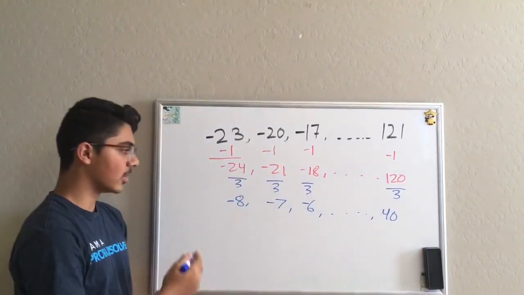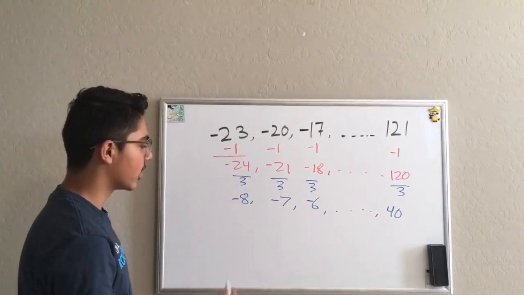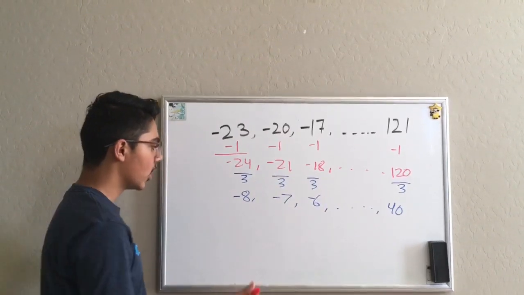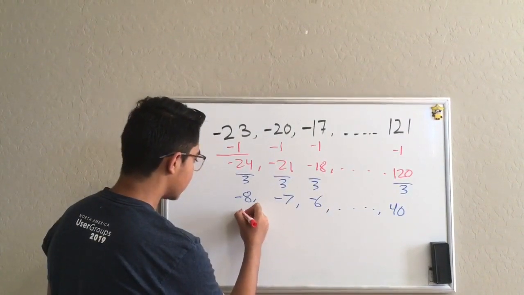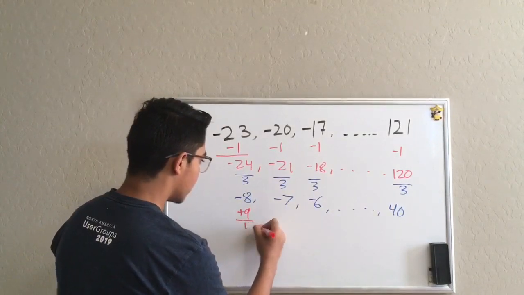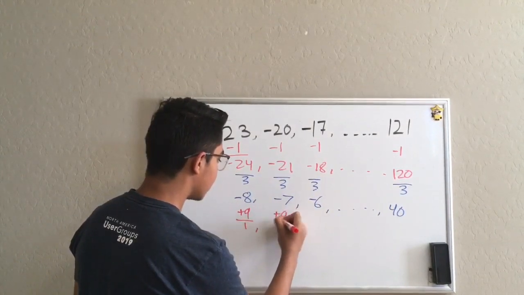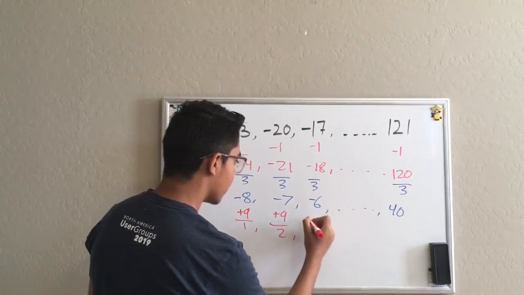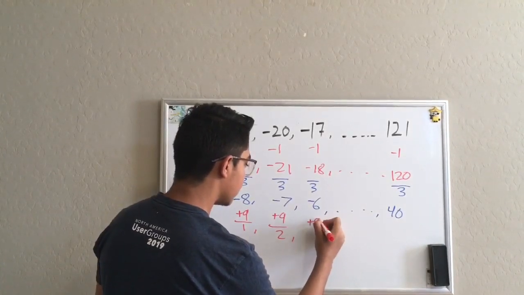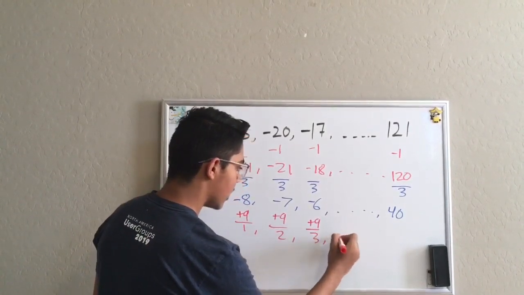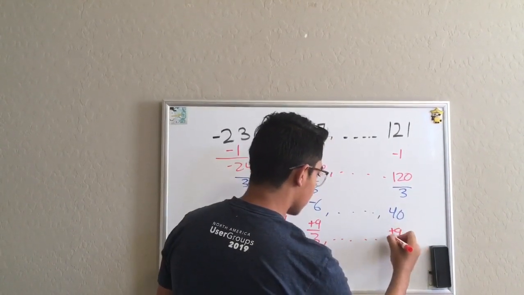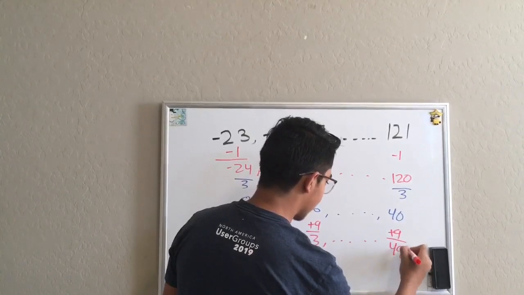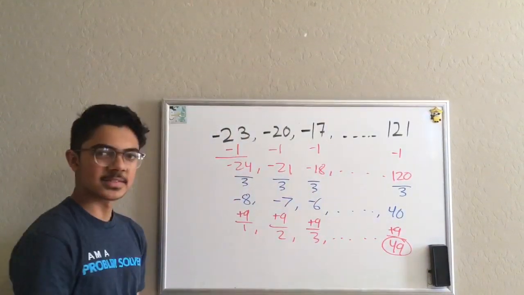Now this seems easier, so now we just have to convert it to the 1, 2, 3 sequence, which can be done by adding 9. So negative 8 plus 9 is 1. Negative 7 plus 9 is 2. Negative 6 plus 9 is 3. And so on until 40 plus 9, which is 49, and that is our answer.